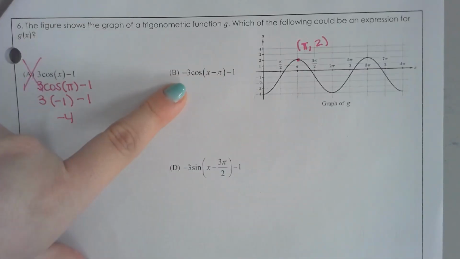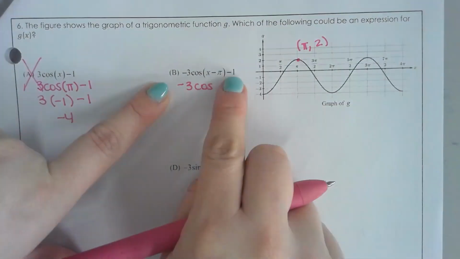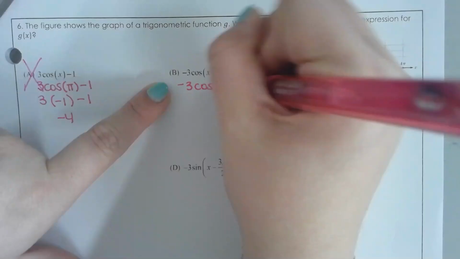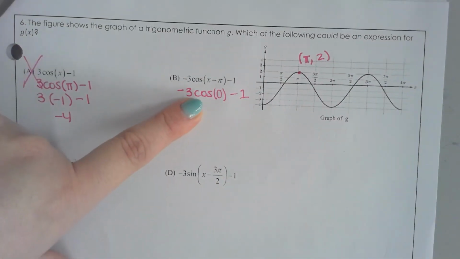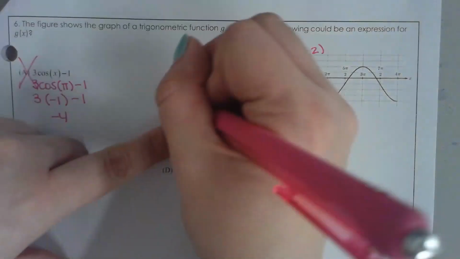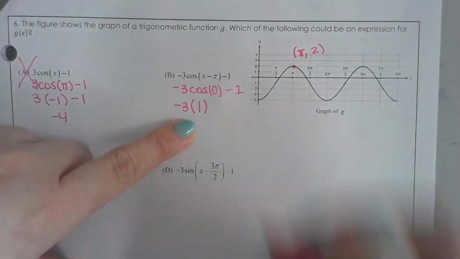Negative 3 cosine pi of 0. Look on your unit circle. What is that? 1.